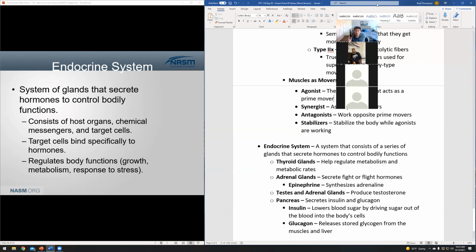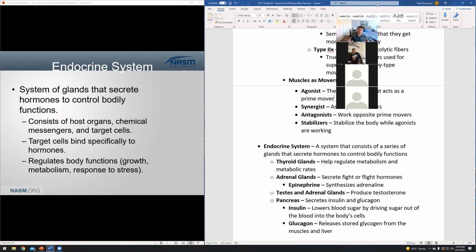Now, when we get to our kinesiology class next module, we're going to need to know which muscles are agonists one moment and which muscles are antagonists another, because that arrangement helps us understand which muscles we need to strengthen and which muscles we need to stretch.